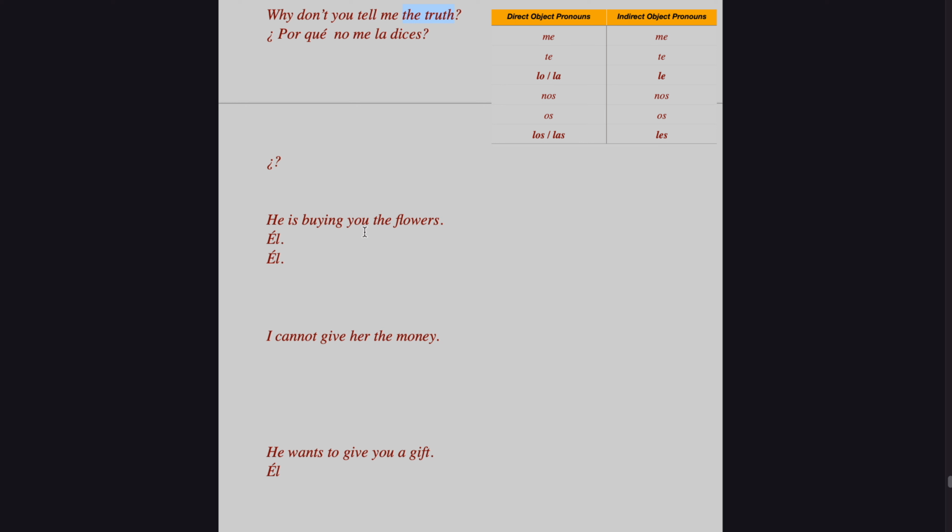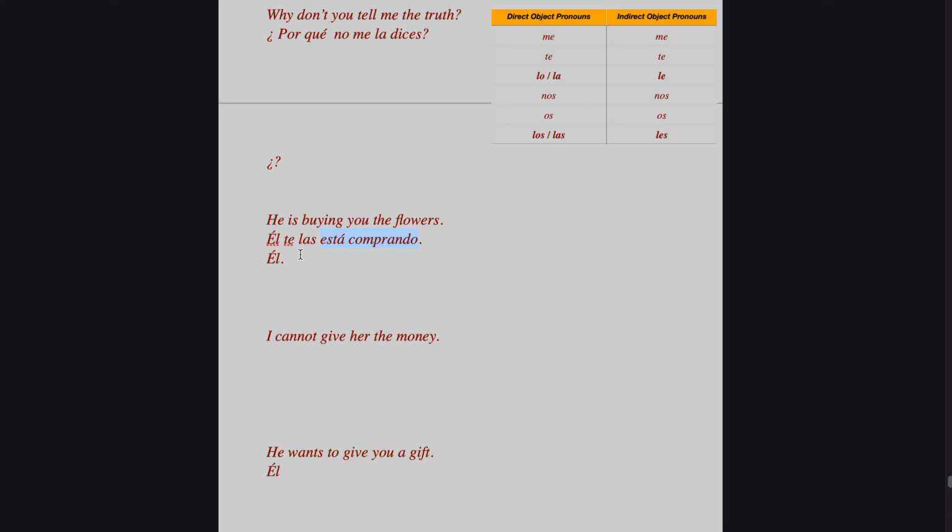The next one, he is buying you the flowers. So, let us see the example with gerund in it. Here we have the sentence in present continuous tense. So he is buying you the flowers. So the object pronoun for you is te here, and las for the flowers, and the verb will remain the same. Está comprando. Él te las está comprando. And as the verb is ending in a gerund, we can also put the object pronouns at the end.